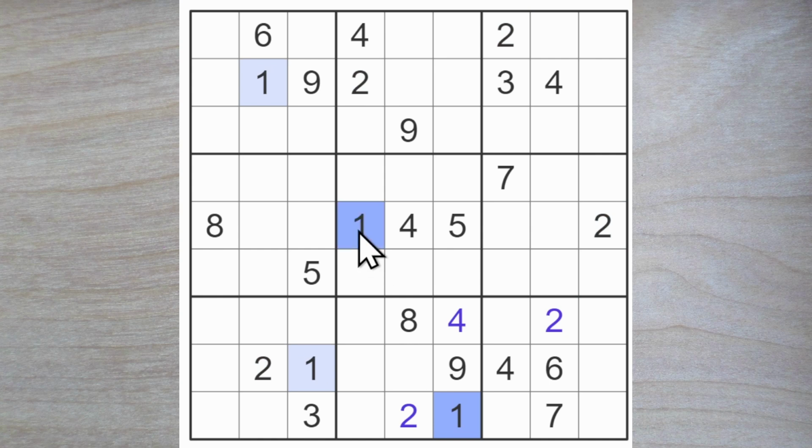We have 2 1s blocking like so, and this 1 blocks across. So a 1 must go here. There's a 2 and a 4 here and a 2 and a 4 here. So 2 of these 3 squares have got to be a 2 and a 4.